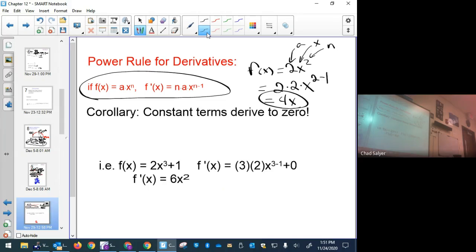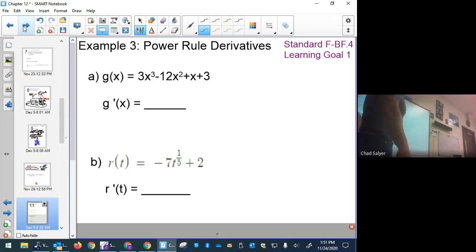So any constant term derives to 0. Important mental note to make. You'll fumble around with those trying to apply the power rule. It won't make a lot of sense to you. Okay, so let's do a couple examples of these. And polynomial terms can be derived each one at a time. And whatever sign they have persists.